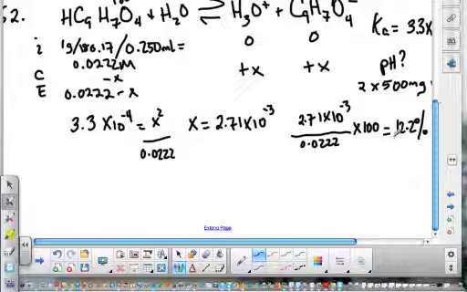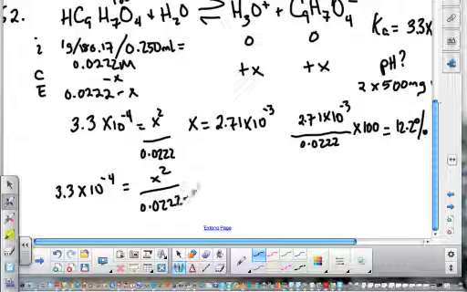Essentially, get the X using the approximation, put it over your initial concentration, so you're doing a percent ionization. If that is less than 5%, so you've lost less than 5% of your acid, you can make the approximation. Can't do it here, so you're going to have to do the quadratic formula. The fact that K was 3.3 times 10 to the minus 4 told me that we were really close to not being able to do it, but this gives you a way of deciding once and for all whether or not you can. Less than 5%, you can. Greater than 5%, no.